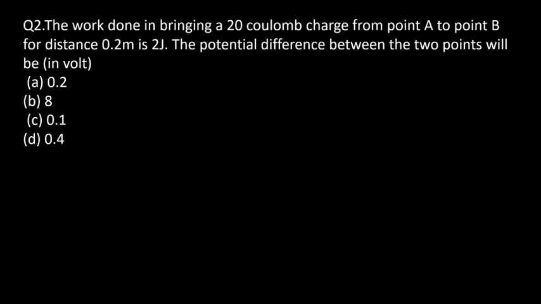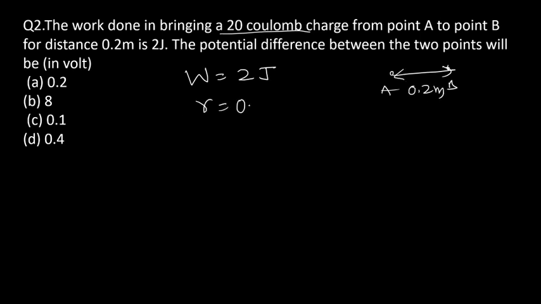What is the work done in bringing a 20 coulomb charge? That is equal to 2 joule. It is point A and it is point B. The distance between both the points is 0.2 meter. And what is the amount of charge? That is a 20 coulomb charge.